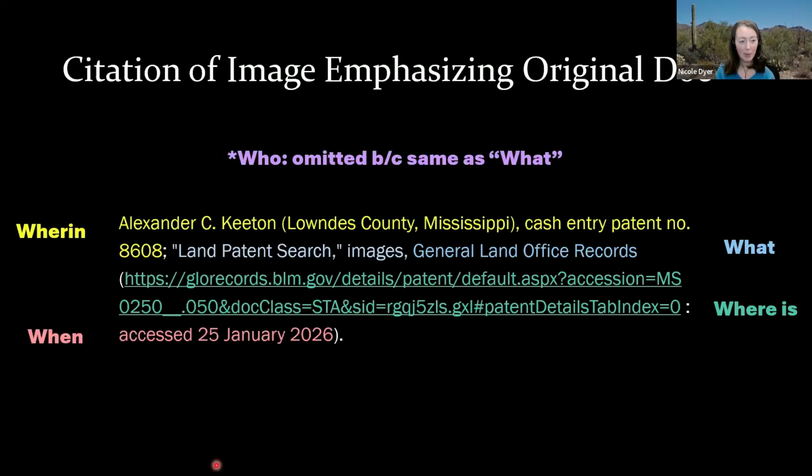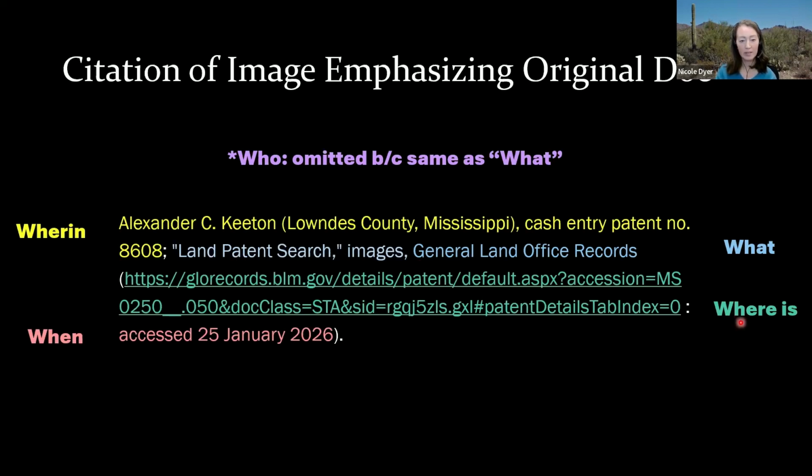So with the citation I came up with, this follows Elizabeth Shown Mills' example. It starts off with the item of interest or the wherein. So it's Alexander C. Keaton, the name of the person who's patenting the land. And it has his location there, which is common to do in citations just to differentiate him from other men of that name. Then cache entry patent number 8608. So instead of using that accession number that was kind of for the database, this uses the actual land patent number that's on the image of the patent. Then we have the what, which is a description of the database and the website, land patent search, images, general land office records.